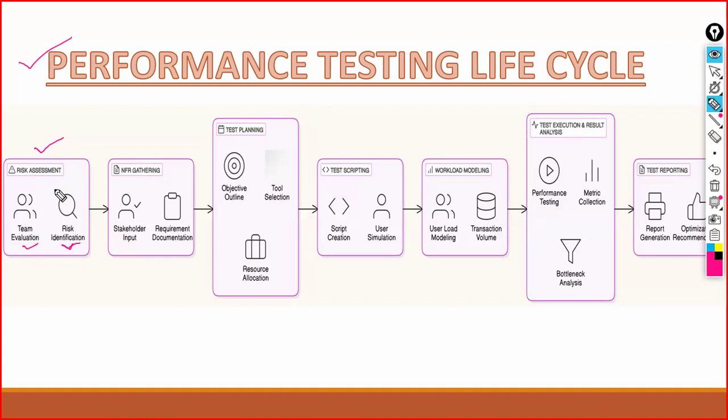We understand the application flows, what risks we may expect or identify, and how to mitigate those issues. We also decide which particular flows need to be tested as part of this performance testing and which flows we can exclude. That discussion happens in the risk assessment stage, and we are going to finalize the flows here.